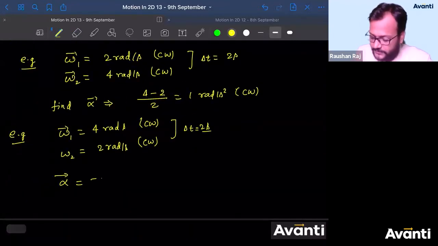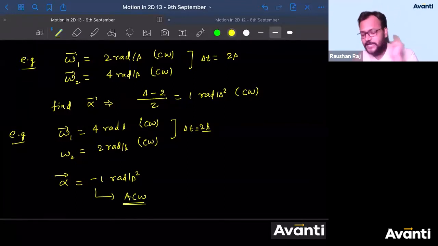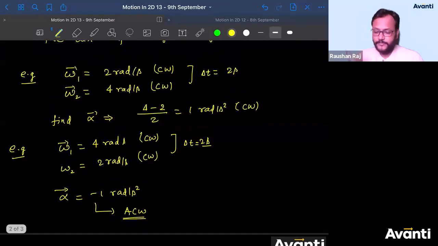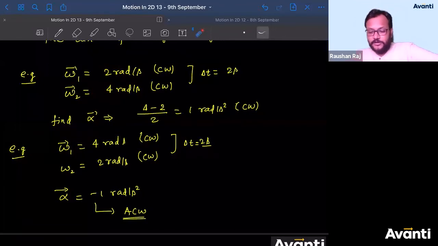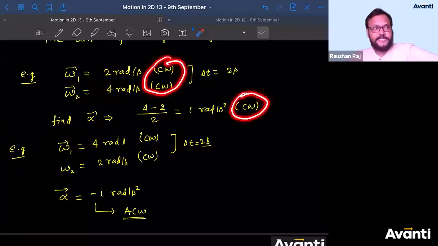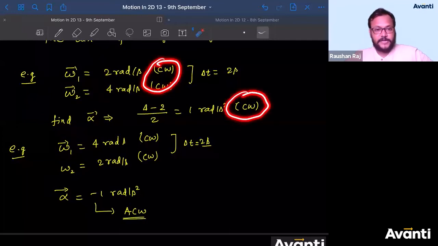Can I say -1 radian per second square? What is the meaning of -1? That means anti-clockwise direction. Guys, can you find a similarity here? बच्चा लोग, याद करो बच्चा. When the speed increases, the direction of velocity and direction of acceleration will be same. याद करो, when speed increases, the direction of velocity and direction of acceleration remains same.